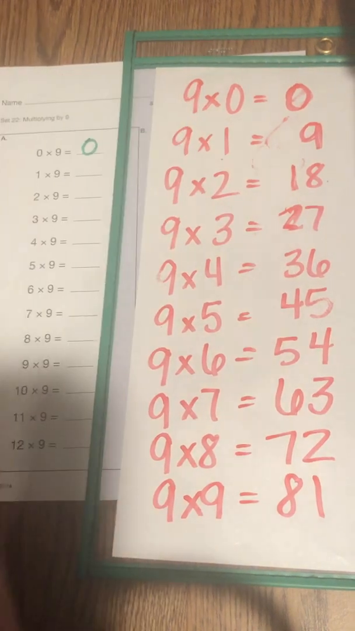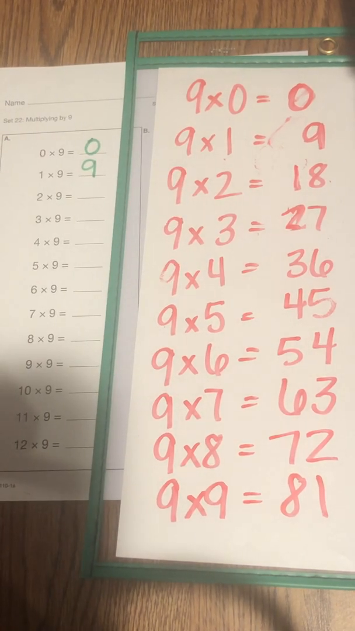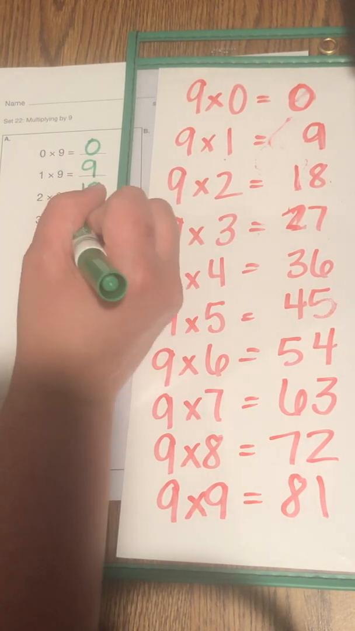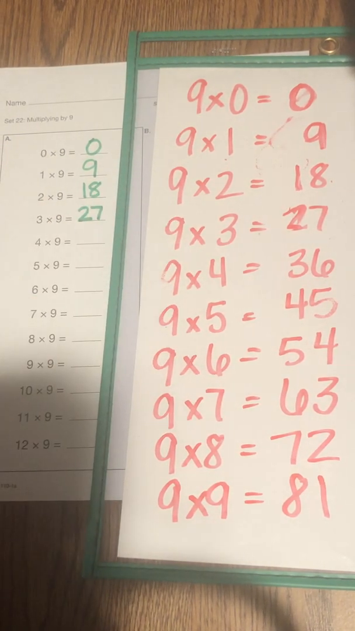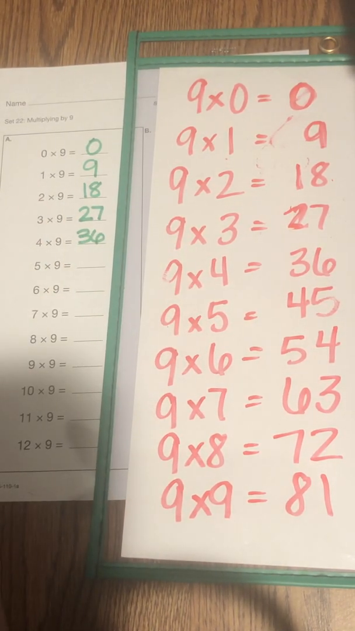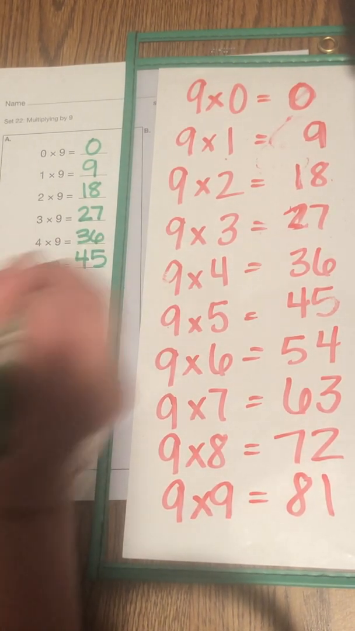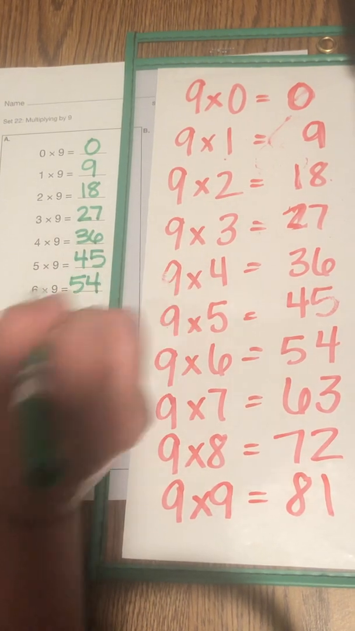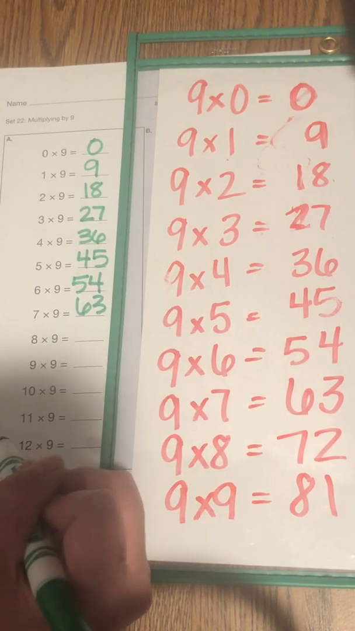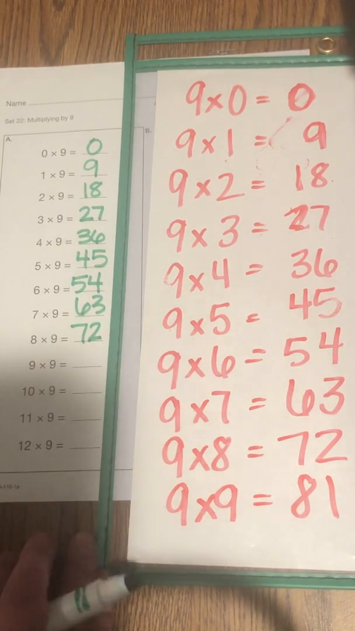0. 1 times 9 is 9. 2 times 9 is 18. 3 times 9 is 27. 4 times 9 is 36. 5 times 9 is 45. 6 times 9 is 54. 7 times 9 is 63. 8 times 9 is 72. I hope you're saying them with me.